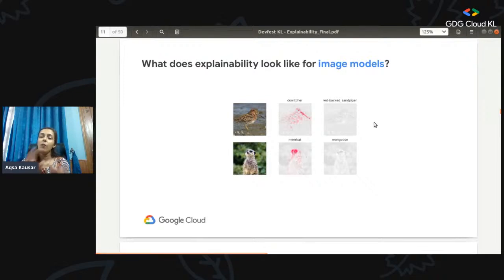So how would this be important for model builders? For example, in this case, if the pixels highlighted were not around the beak or the shape, and instead they were something in the background, then you know that your model is looking at the wrong features in the images, and you can make adjustments accordingly in the model.